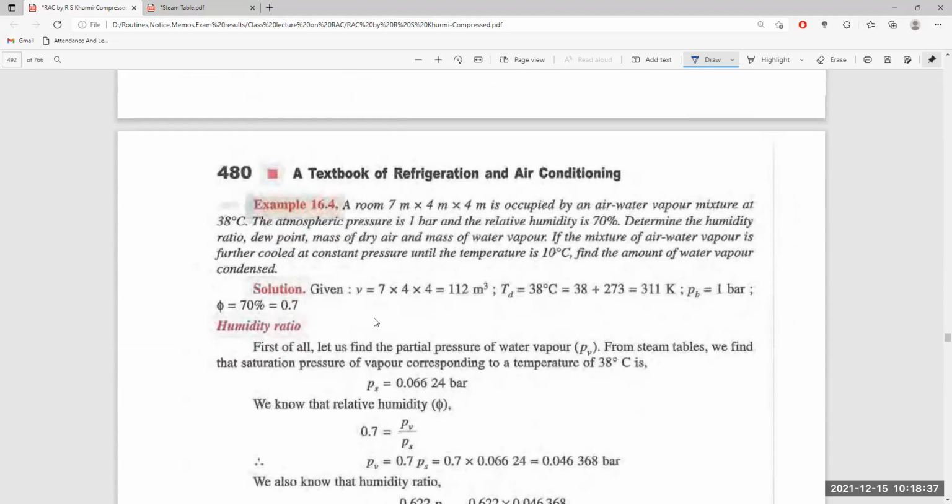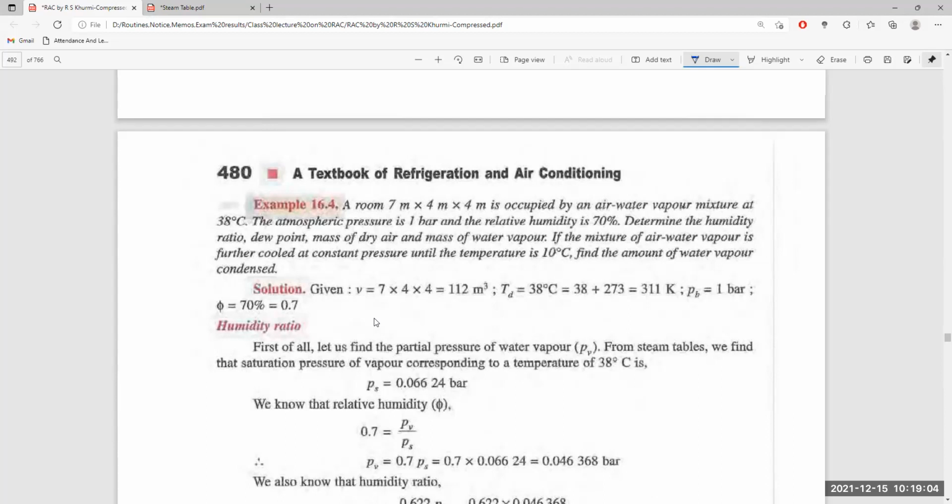We have a room 7 meter by 4 meter by 4 meter occupied by an air water vapor mixture at 30 degrees centigrade. The atmospheric pressure is 1 bar and relative humidity is 70%. Determine the humidity ratio, dew point, mass of dry air, mass of water vapor.